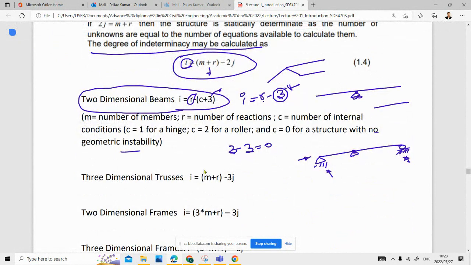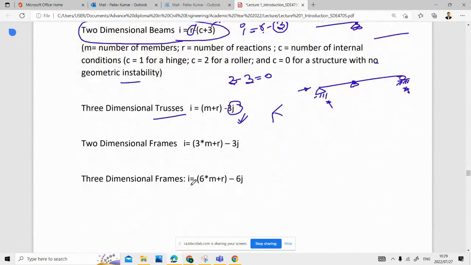So for a three-dimensional truss, again M plus R, but at each joint you have 3 available equations. So you see you have a truss, so Z is also going to be added. So at each joint you have M plus R, where M is the number of members, R is the reactions at the supports, and J is how many equations are available at each joint. So these equations you can use directly in your formations. I will definitely give some more.